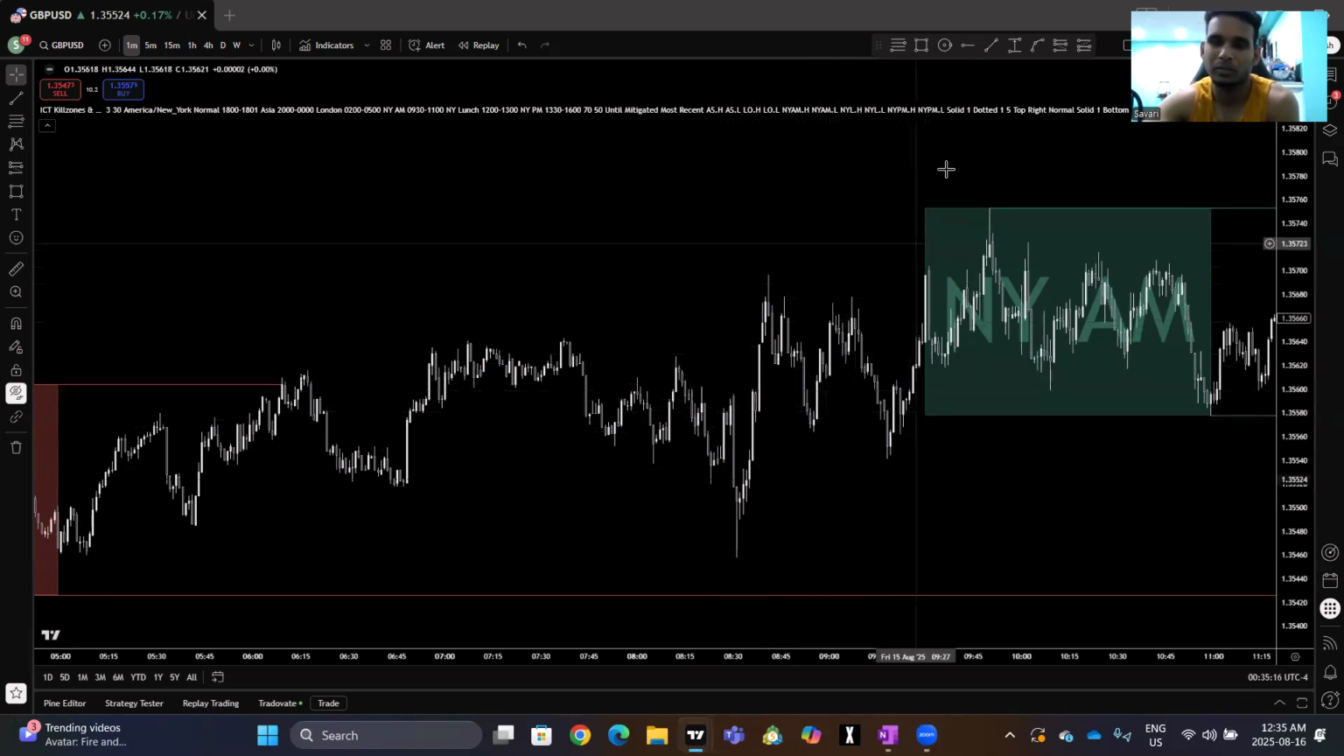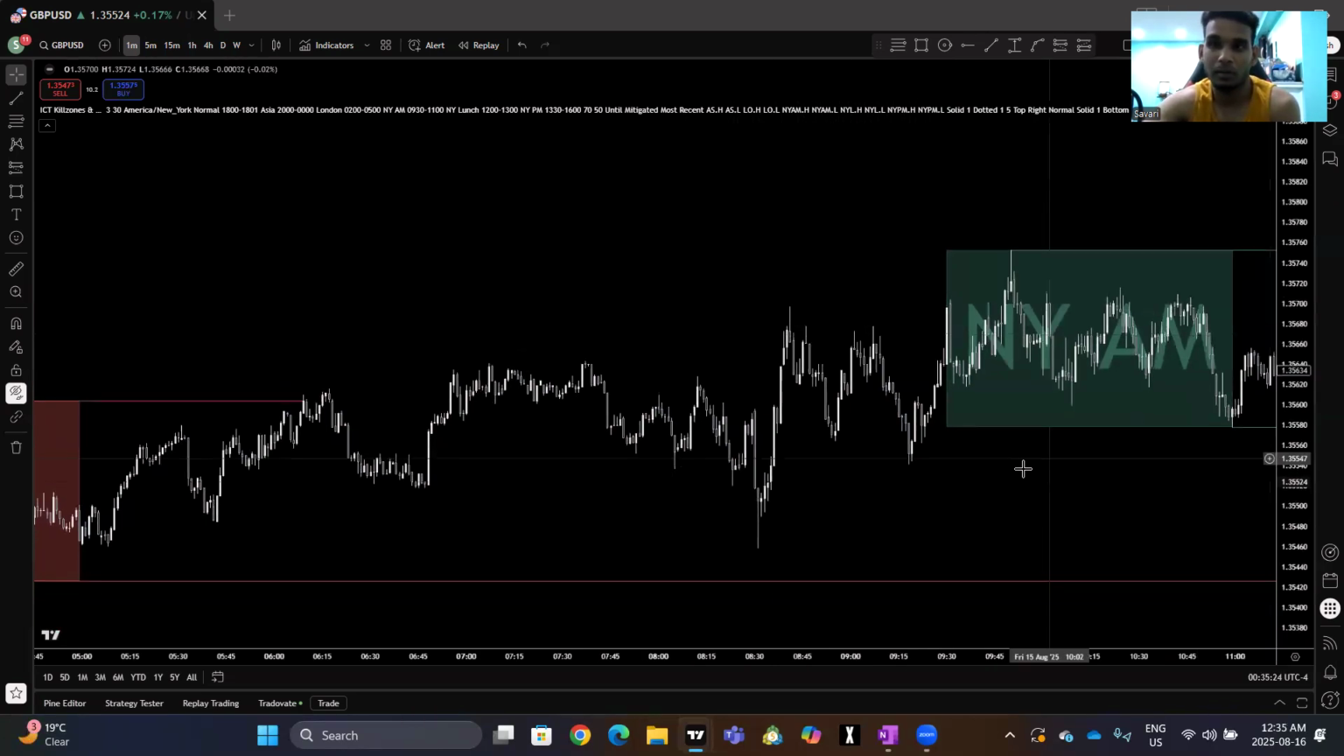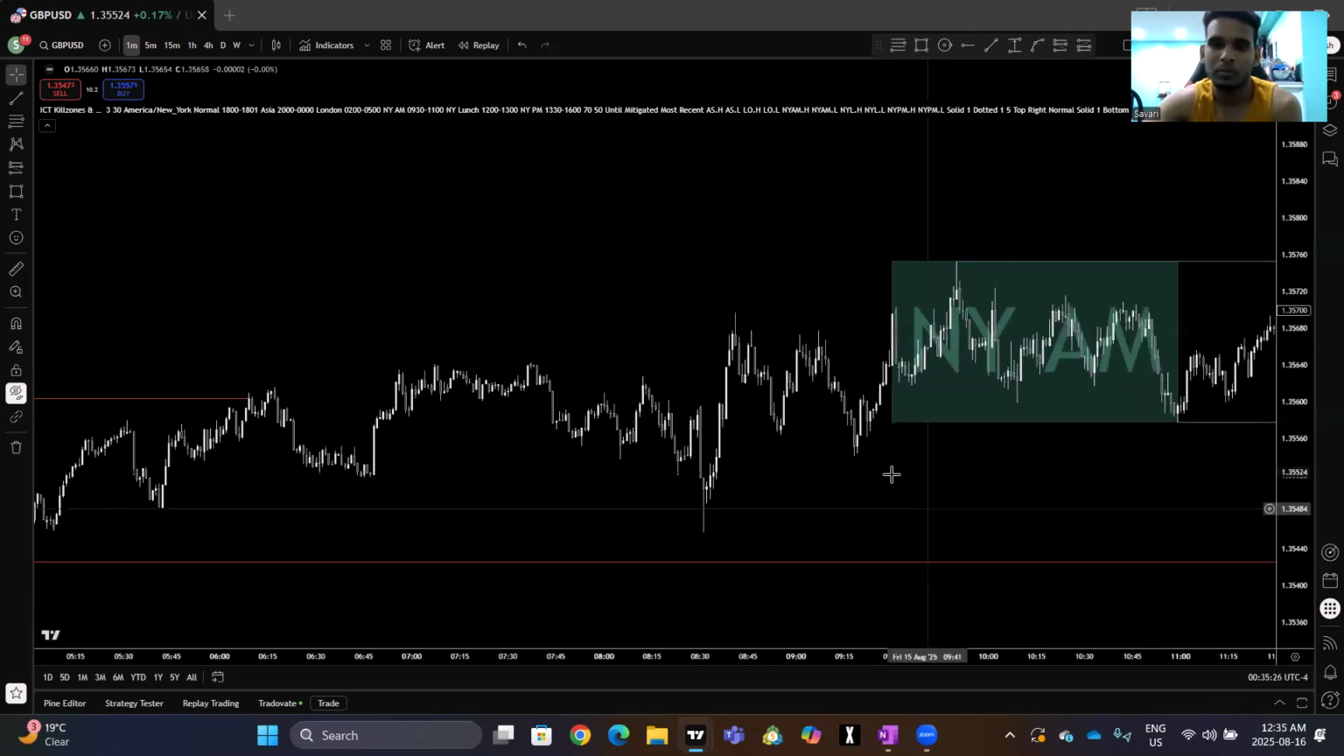If it goes higher, it should be like that. But what happened is it failed to clear this high. Instead, it came all the way down and swept the low. This has also happened. You knew that. You are already aware about it, right?